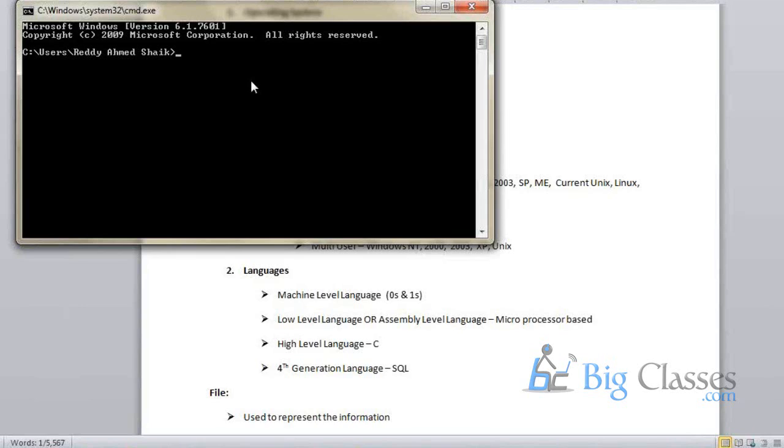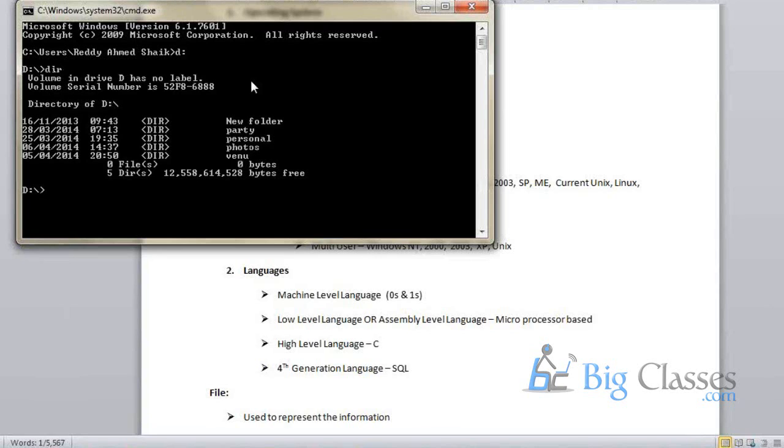Now I would like to move to D drive. I have to give a command here, D:. At the command prompt, you need to provide a command to work with. So you hit the enter key and observe, now it is showing the D drive, right? Yes. So in D drive, what are the folders available? If you want to list them, you need to give the command dir, directory. And you can see there are folders like my new folder, party, personal, photo, some bin.